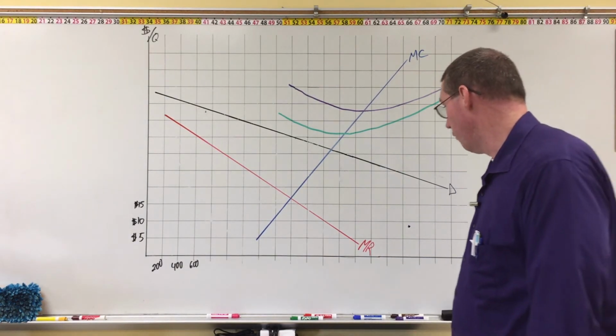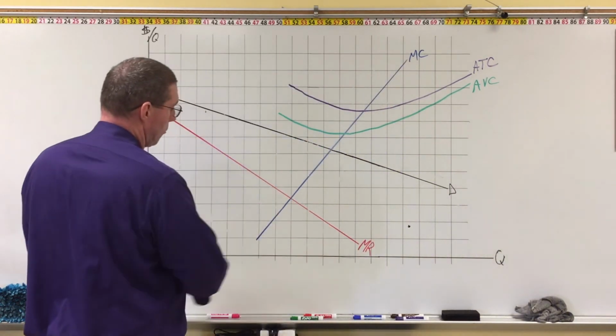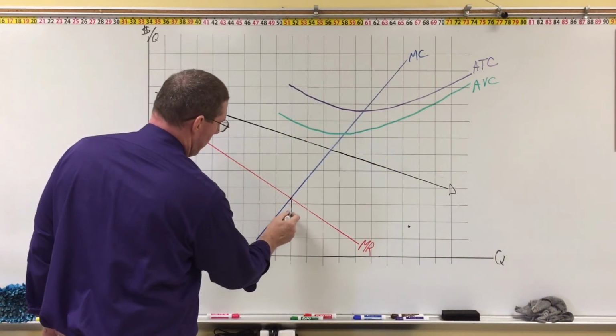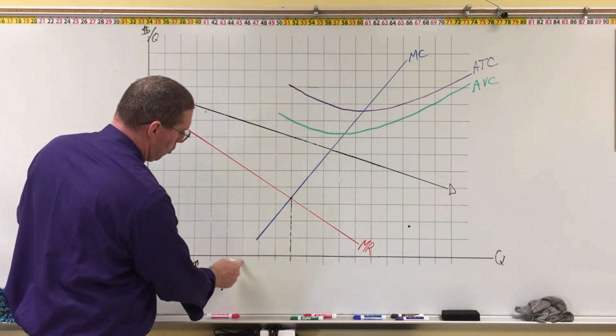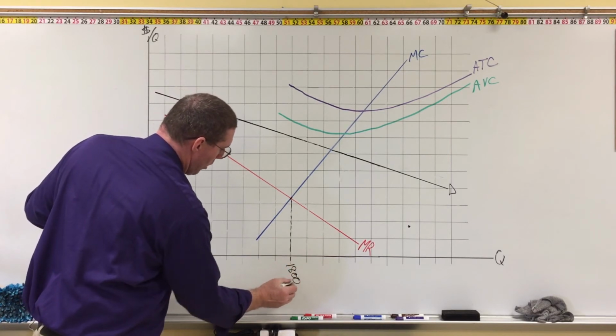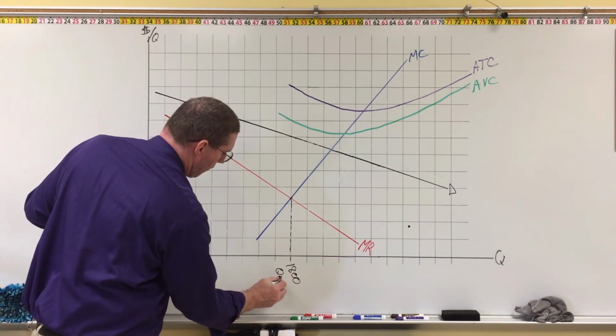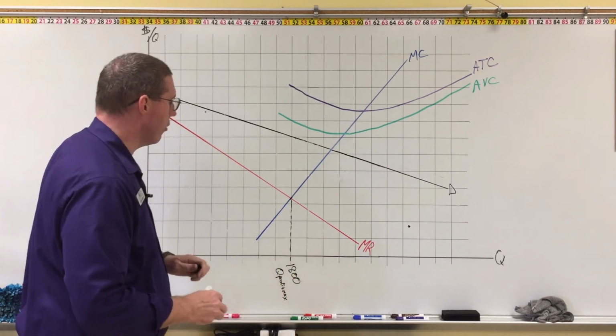All right, so we're looking for where marginal revenue is equal to marginal cost, where they intersect right here. And so let's find the quantity there. Got 600, 800, 1,000, 12, 14, 16, that's 1,800. So the profit maximizing quantity, Q profit max, is going to be 1,800 units.